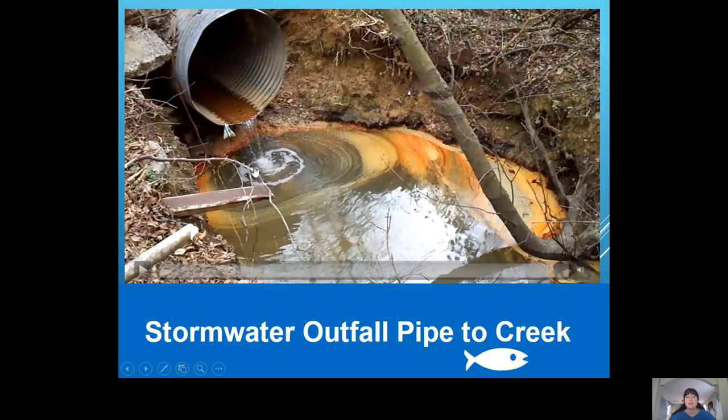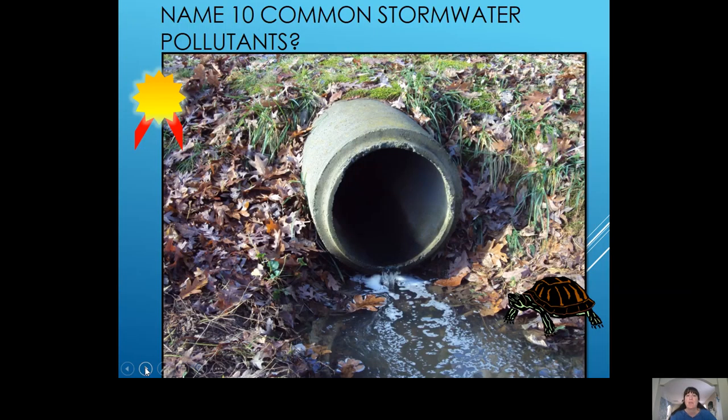So this would be an outlet to some sort of creek. Does that look clean? Does that look like what we want to be putting in our drinking water? No, it's polluted. We are going to be talking throughout the rest of this about 10 common stormwater pollutants, and you will need to know some of these. And so as we go through, you're going to jot them down.